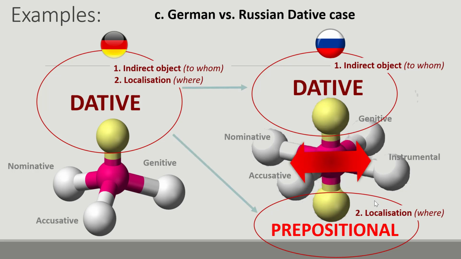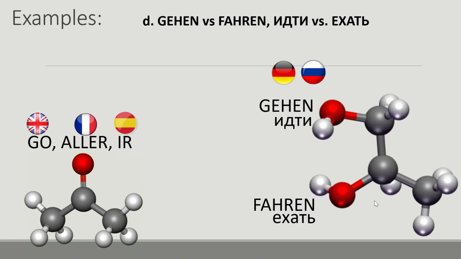The meanings of one German grammatical case are distributed between two different Russian grammatical cases within the Russian language system. The lexical system can also provide examples. In English, German, French, Spanish, and Russian, there are verbs to express motion from one point to another. However, the values of these verbs are not the same in these languages.